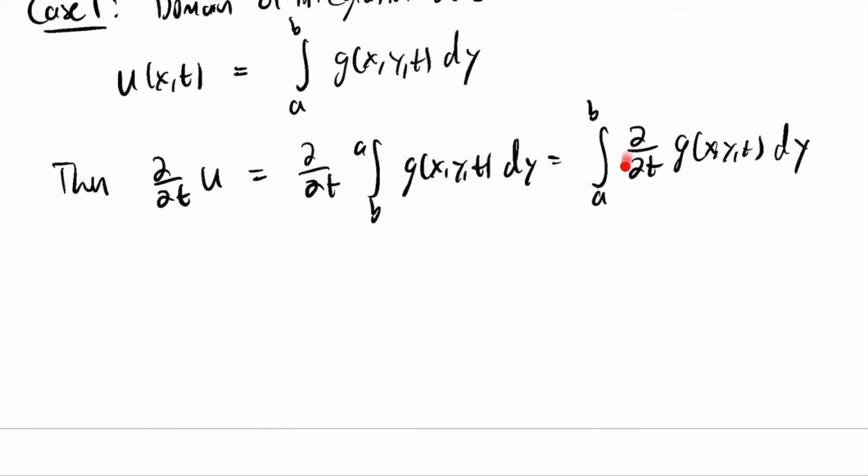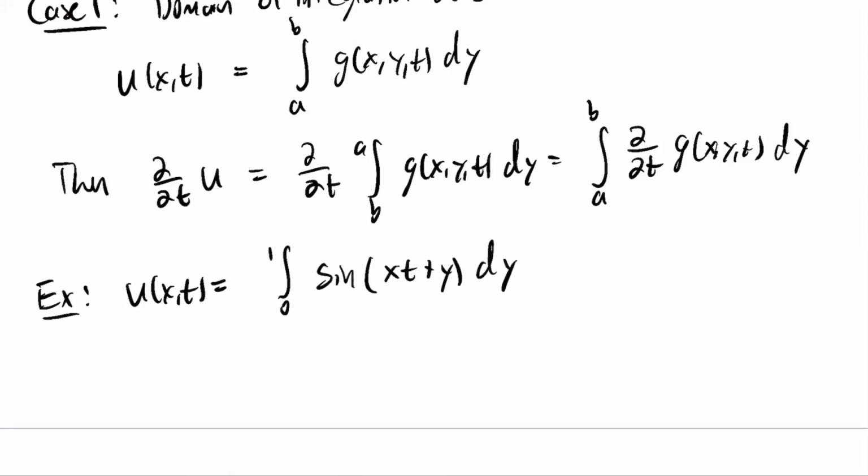Okay, and so once you have this rule, you would actually know what the function g is, and you would presumably be able to calculate this derivative, and then you would be done. So for example, let's suppose u of x, t is given by the integral from, say, 0 to 1 of sine of, let's say, xt plus y dy. So it's a function of x and t. This variable y is like your dummy variable of integration, but this integral here is a function of x and t.